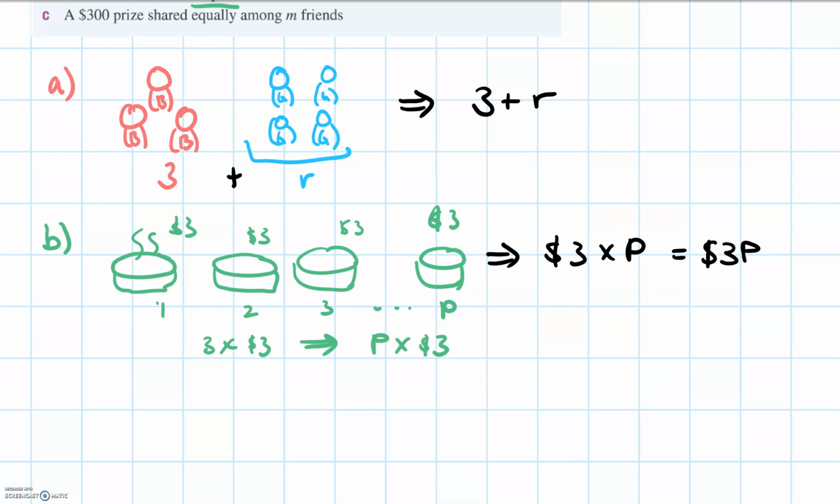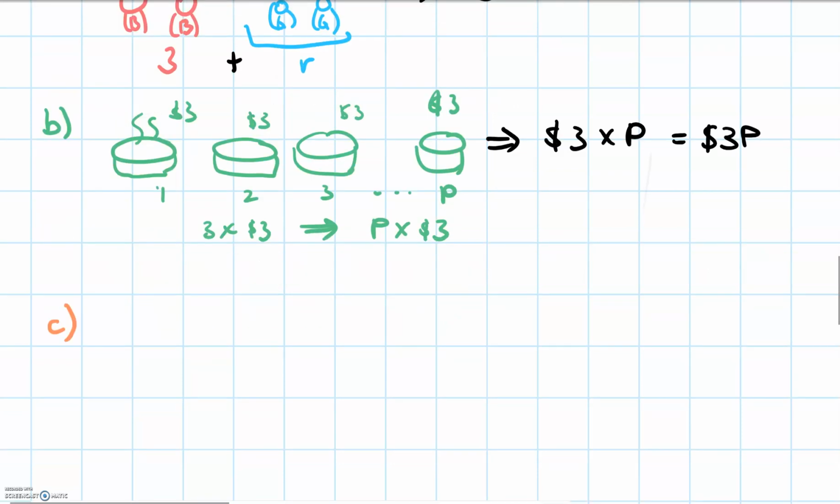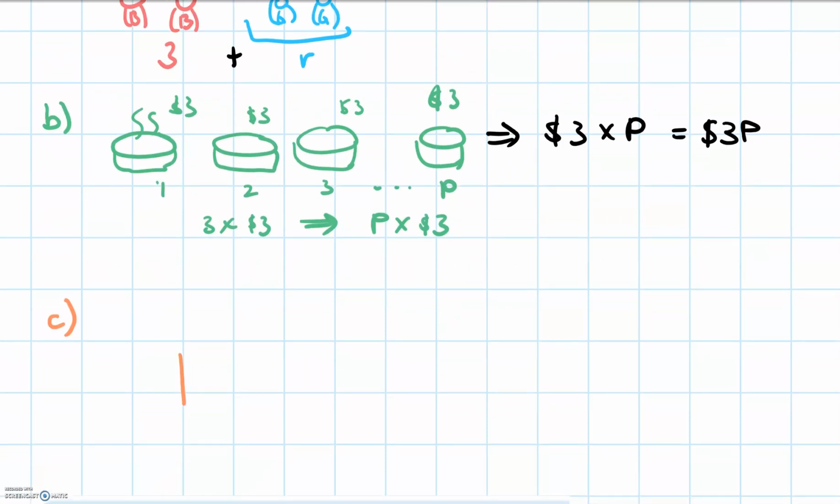Question C asks me, if I have a $300 prize and it's shared equally amongst M friends. So what we're imagining is I have a prize, I've got $300, and I have a certain number of friends, M of them. I don't know how many M is. M could be 2 people. I could have 2 friends I'm sharing it between. I could have even 3 friends I'm sharing it between. I could have up to 4 friends.